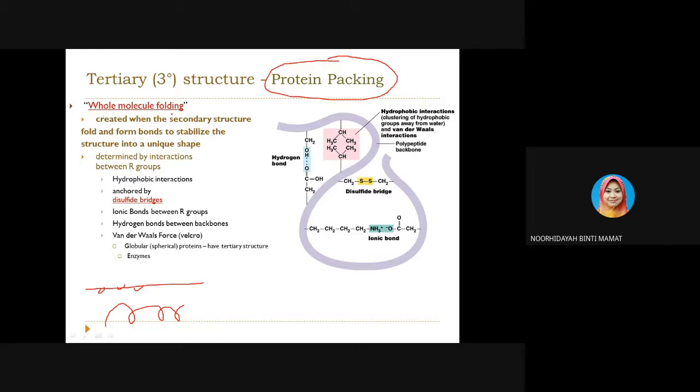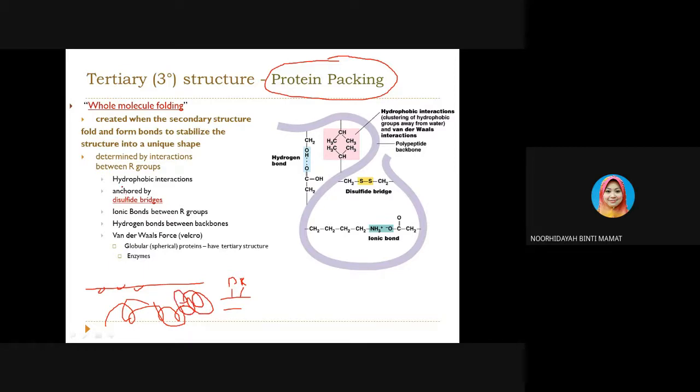So the whole molecule folds, okay, when the secondary structure folds and forms bonds to stabilize the structure into a unique shape. This molecule folding is determined by the interactions between the R groups. Just now we were talking about the alpha helix and also the beta sheet. All the R groups protrude outward of the structure, right? So these R groups will interact with each other, folding to pack the protein. Like this one goes to this one, this one goes to this one. So it will pack together.